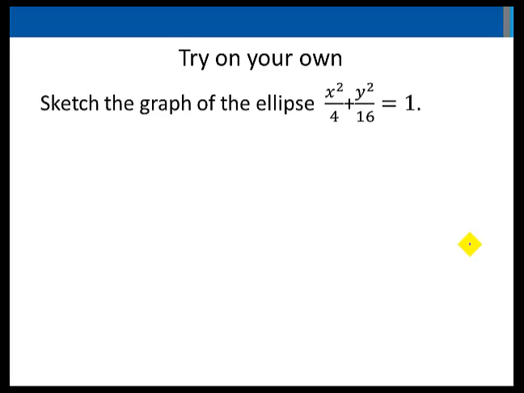Try on your own. Sketch the graph of the ellipse x squared over 4 plus y squared over 16 equals 1.